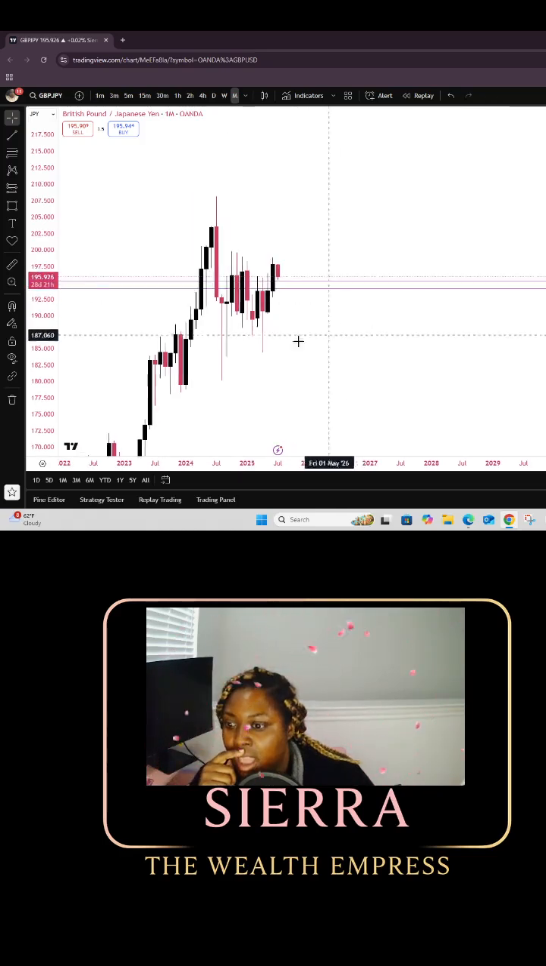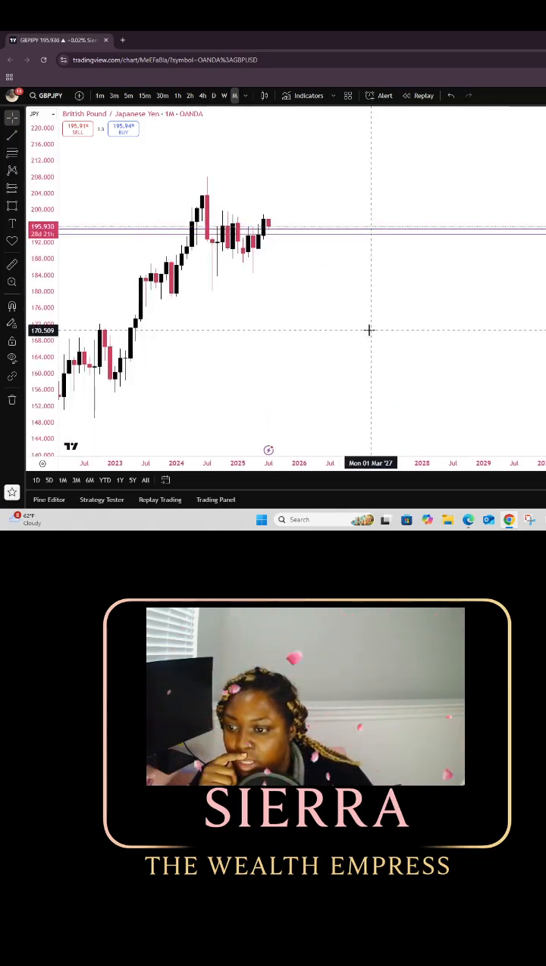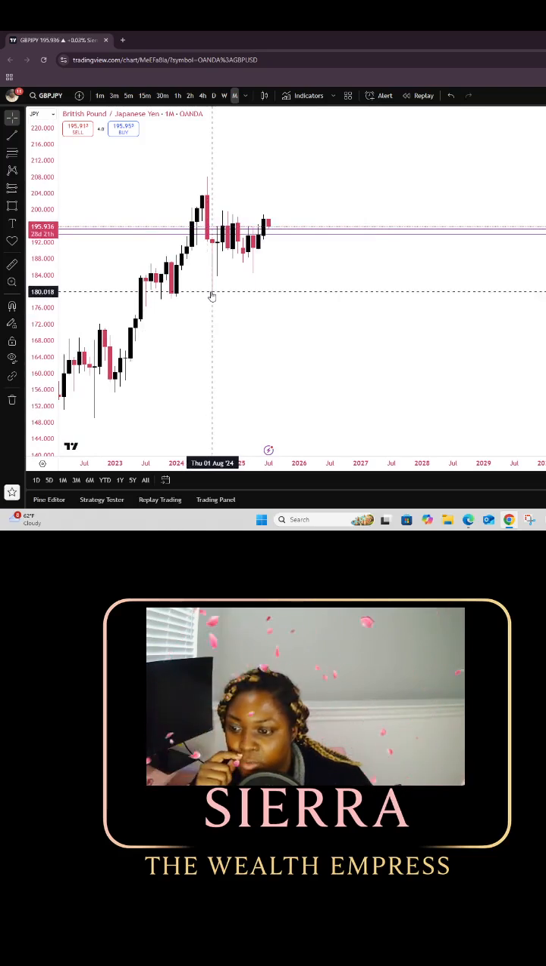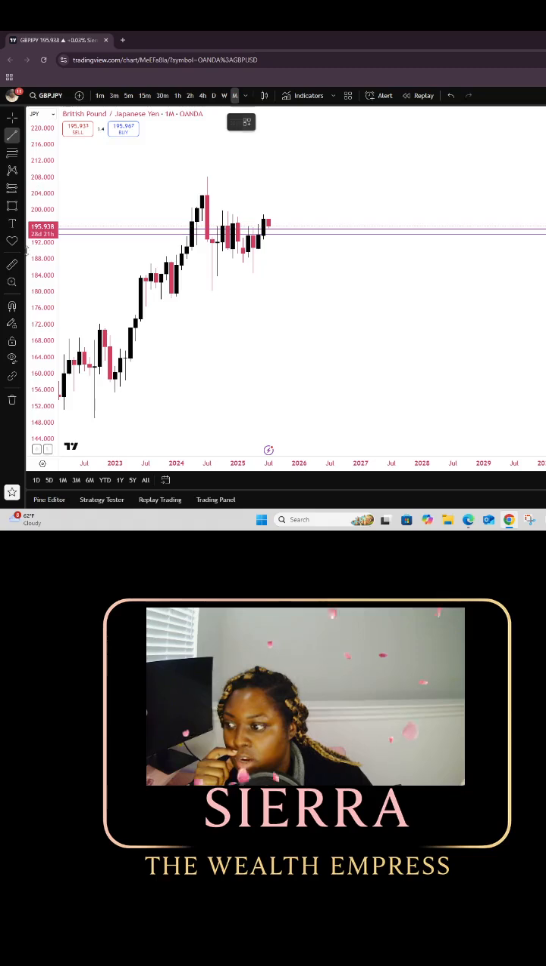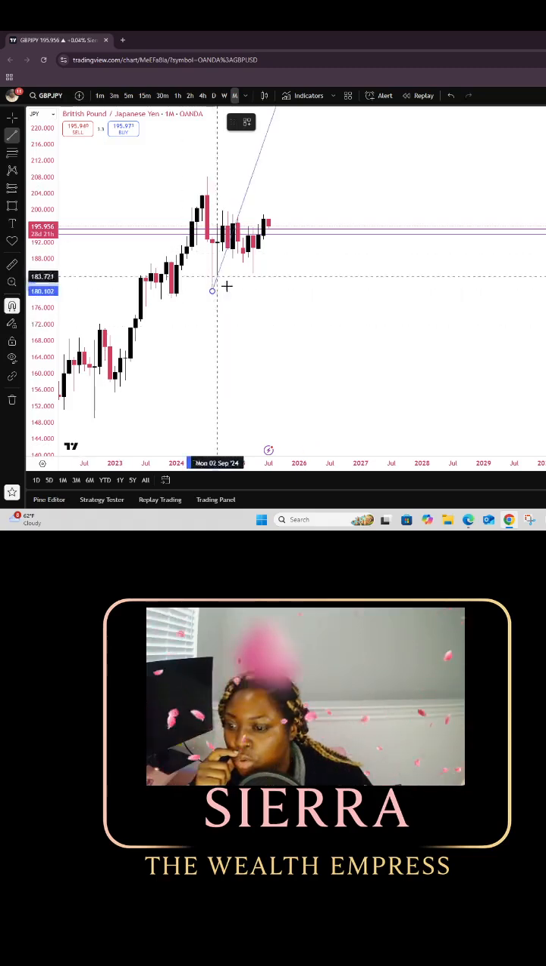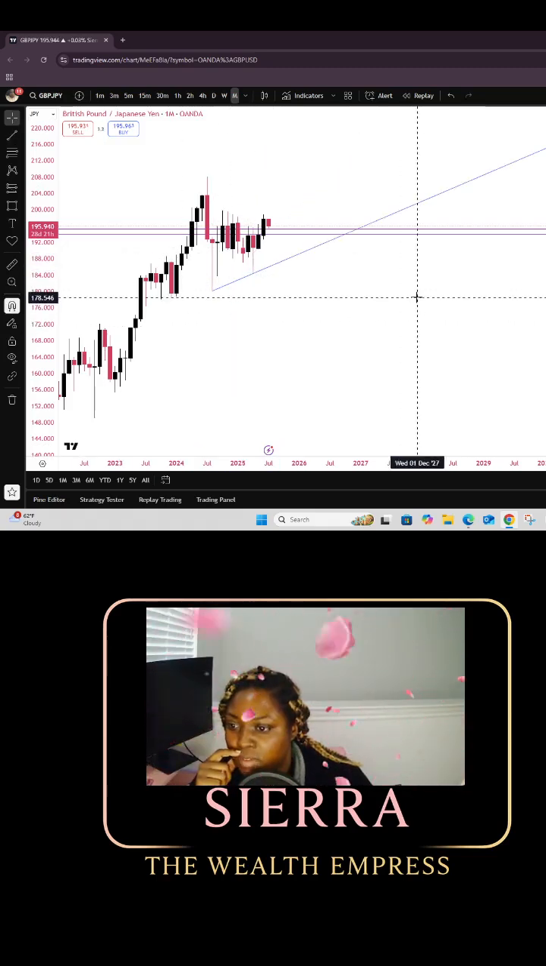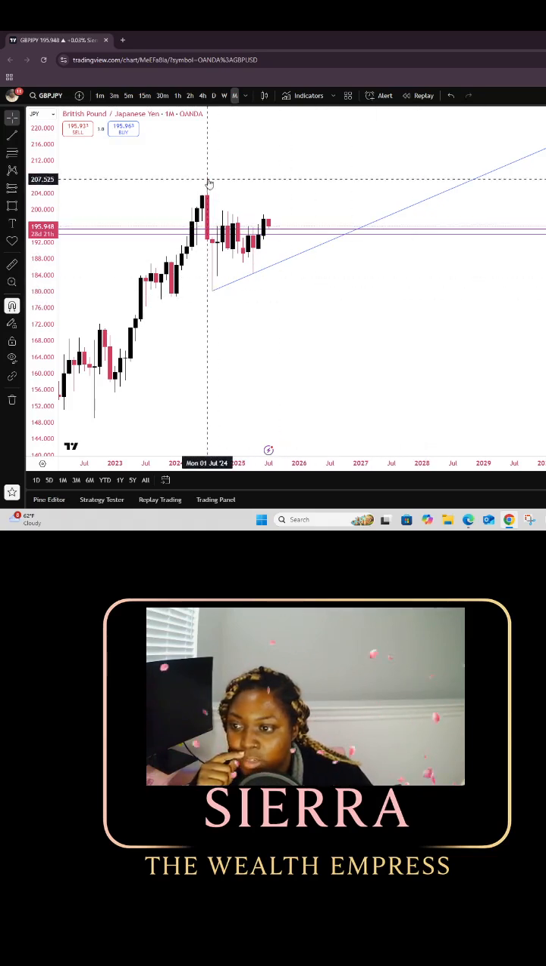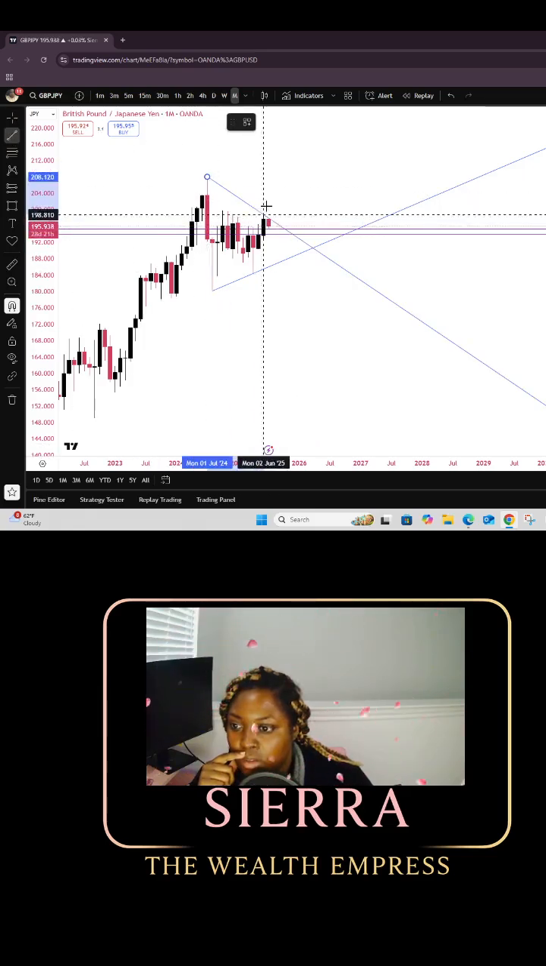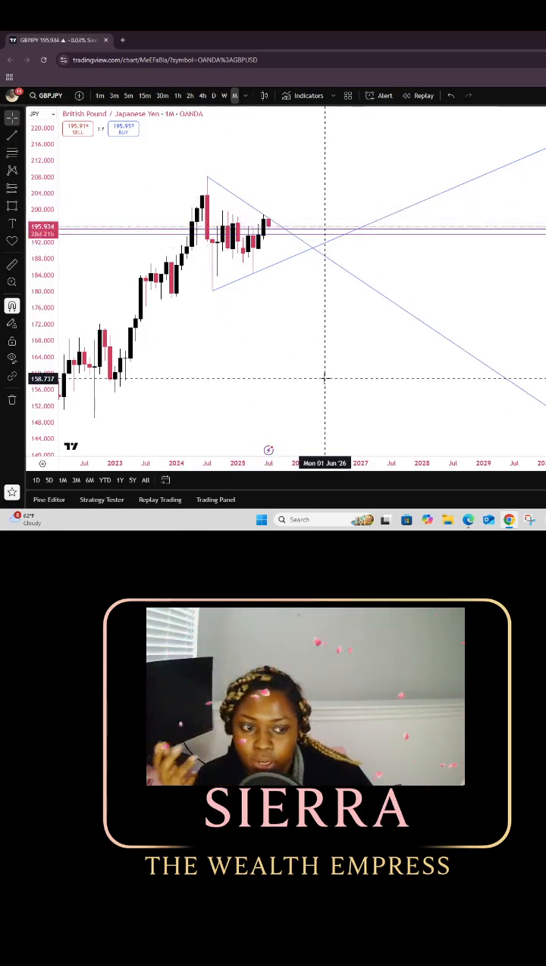Okay. And then I drew this trend line. I have a rejection point here and a rejection point here. Remember, you only need 2 rejection points for your trend line to be valid, okay? And then I have a rejection point here and here. So price is somewhat in a wedge right now, okay?